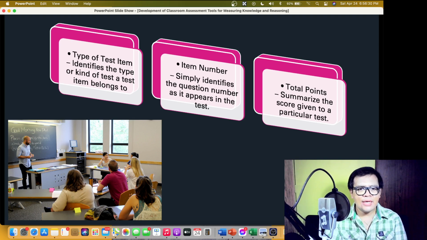And types of test items, this identifies the type or kind of test a test item belongs to. An item number simply defines the question number as it appears in the test, and total points summarizes the score given to a particular test.